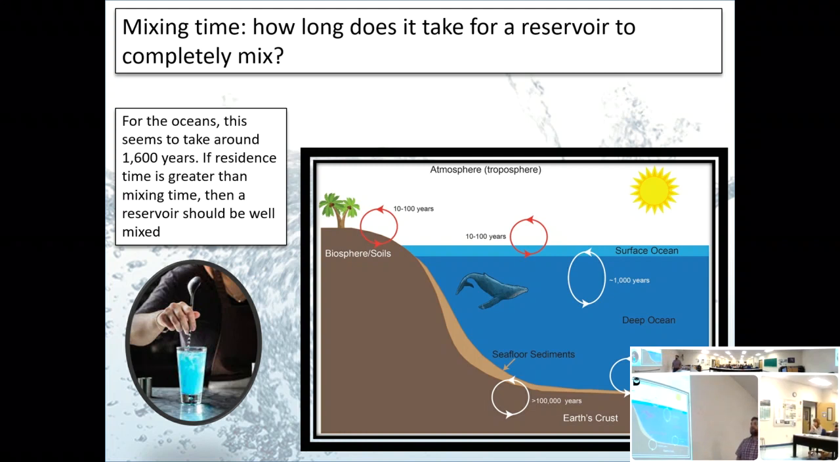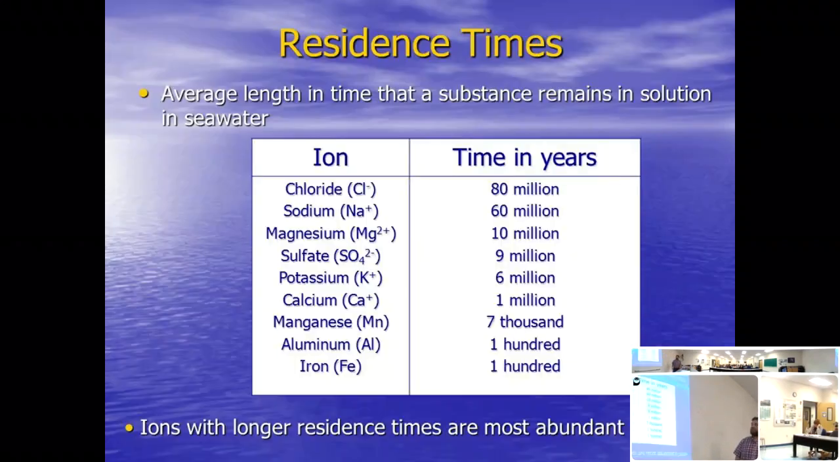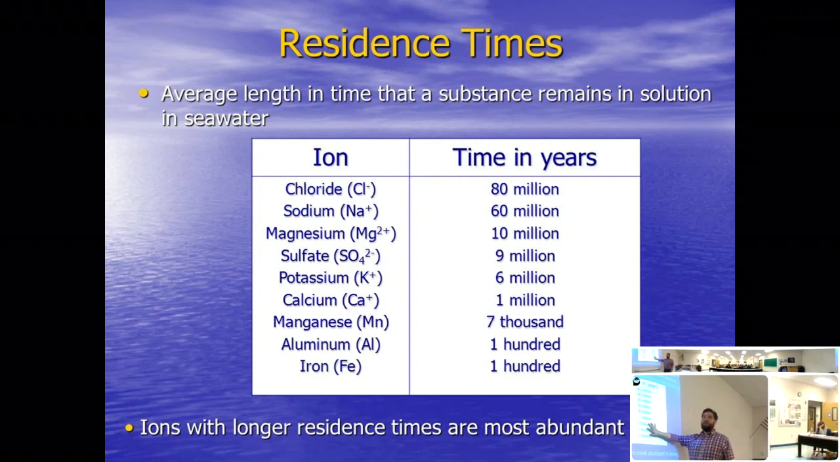Okay, so it takes about 1,600 years for the oceans to completely mix. So what this means is that we can compare that to the residence times of some chemical constituents. So here are the residence times of some other chemical constituents, okay? Are you all ready? Take a look at this.